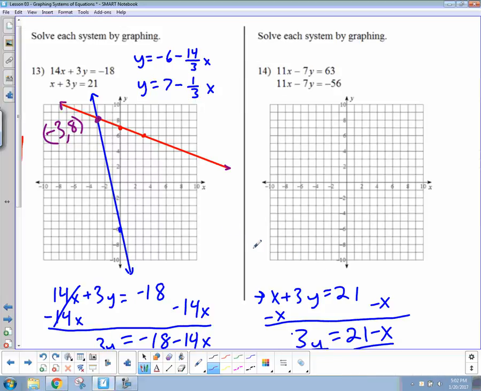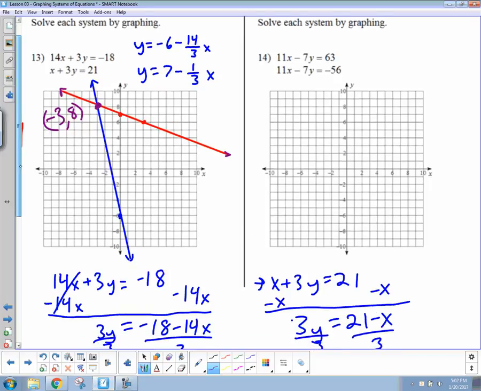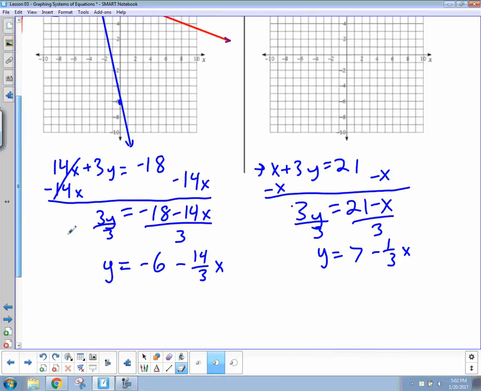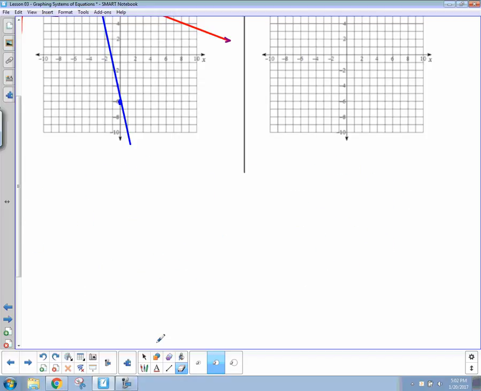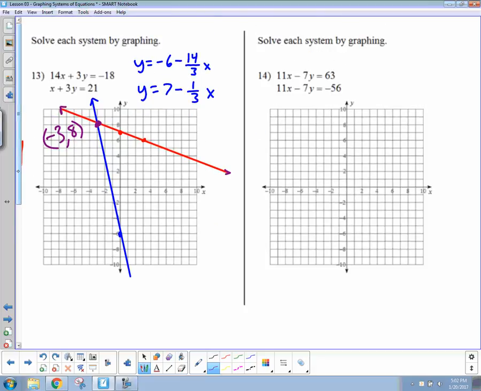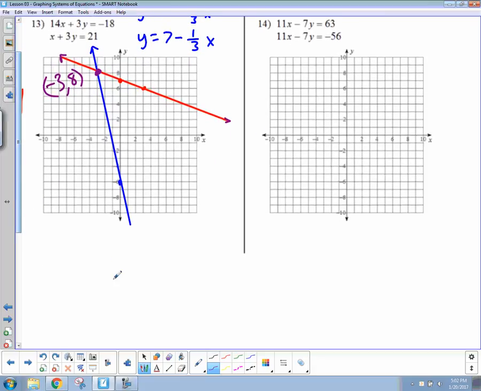Okay. So, let me work on this one, and we'll check it with Desmos. So, let's see. All this is in the way, so let me erase it. Boom. Get my pen. So, again, we got 11x minus 7y equals 63 for the first one. The next one I'll put in blue: 11x minus 7y equals negative 56.